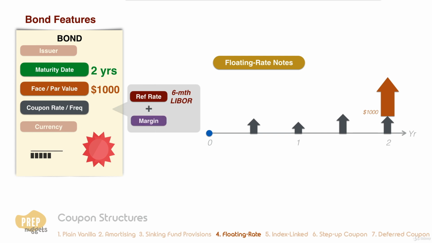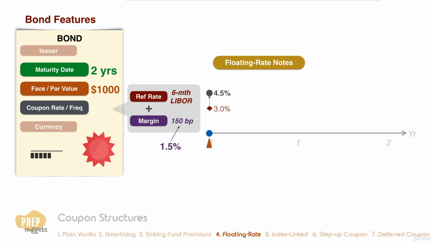An interest margin is usually added to compensate the lender for the credit risk that the lender undertakes. Added margin is typically expressed in basis points, which are hundredths of 1%. A 150 basis point margin is equivalent to 1.5%. So for this case, if the 6-month LIBOR rate is 3.0% today, the coupon rate to be applied 6 months from now will be 4.5%. Remember that this is the annual rate, so we have to divide the amount by 2. So 6 months later, a coupon of $22.50 is paid.